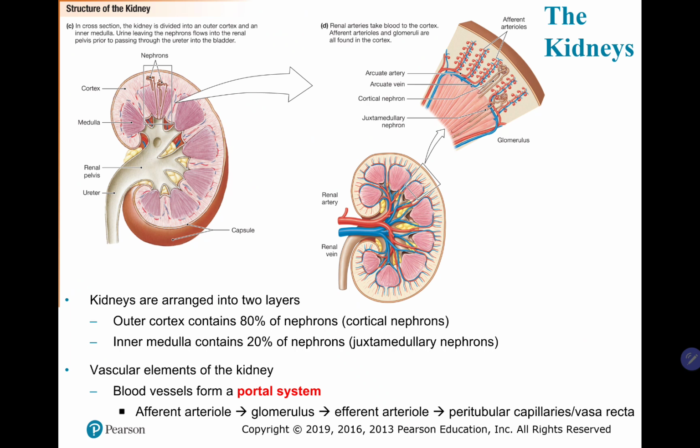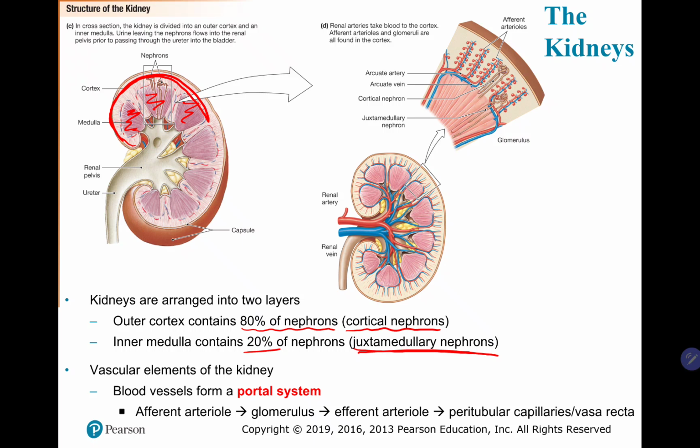So looking at the structure of the kidney, notice how we have 2 layers. We have a medulla layer that I'm covering right there, and then we have that outer cortex layer, okay? So you got to understand that. An inner medulla and an outer cortex layer. Now, because the kidneys are arranged in these 2 layers, the outer cortex is actually going to contain 80% of the nephrons. These are going to be called cortical nephrons. Cortical meaning cortex, all right? The inner medulla is going to contain 20% of the nephrons, and these are going to be called juxtamedullary nephrons, right? So they're going to be right near the medullary region.